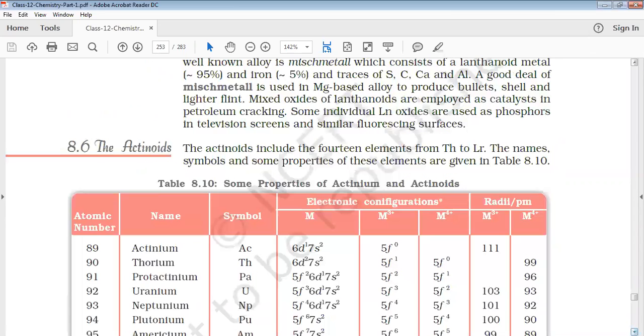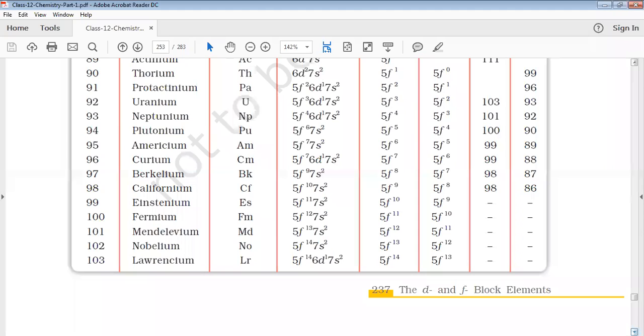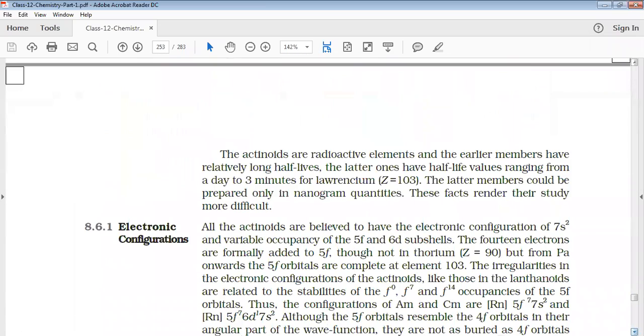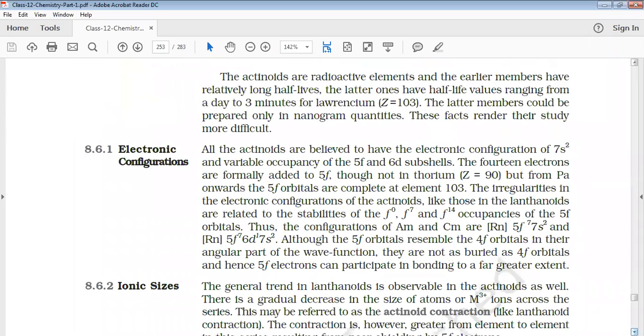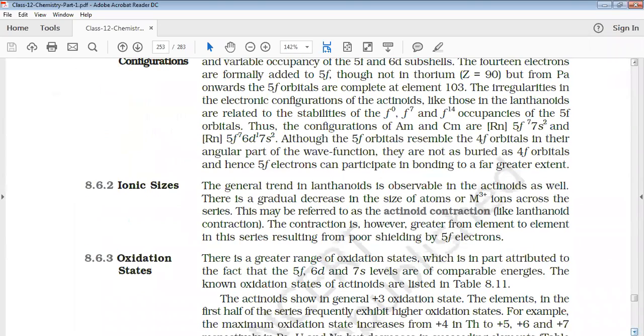So then actinide electronic configuration. It ends up with 5f. So you can see 5f is the outermost valence electron. So yes, of course, electronic configuration. Ionic size: if the atomic size decreases, then the ionic size should also decrease.